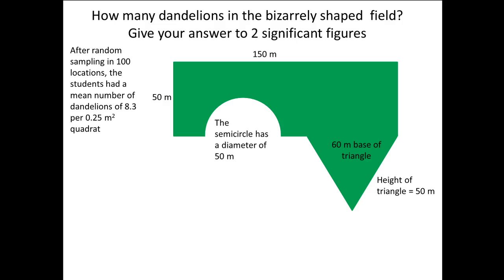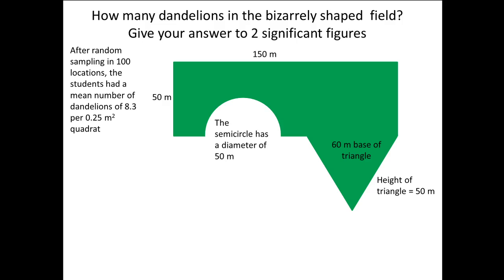Right. Then simple math skills. You need to know basic geometry. So I want you to have a go at this. Again, you can pause it again. How many dandelions in the bizarrely shaped field? Give your answer to 2 significant figures. So I've got an eaten out rectangle with a triangle. So yeah, you need to know areas of circles and areas of triangles and areas of rectangles. They're skills you need to have. It says after random sampling in 100 locations, the student had a mean number of dandelions of 8.3 per 0.25 meter squared quadrat. That's a quadrat that's half a meter by half a meter, if it's square. So again, have a go. How many dandelions would there be?